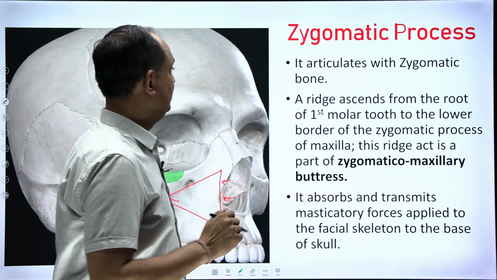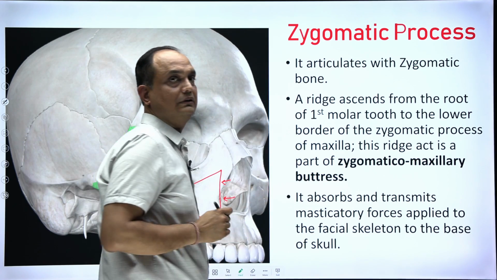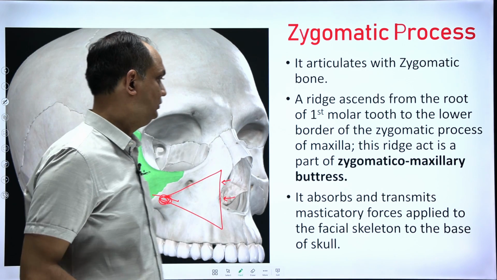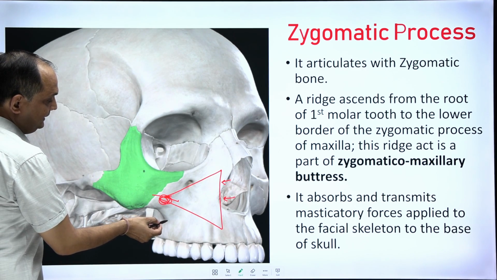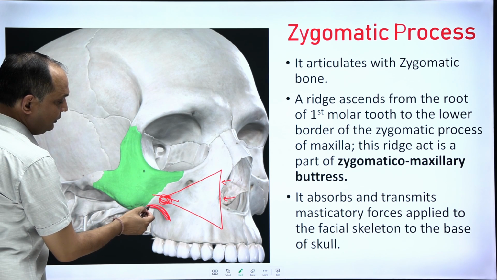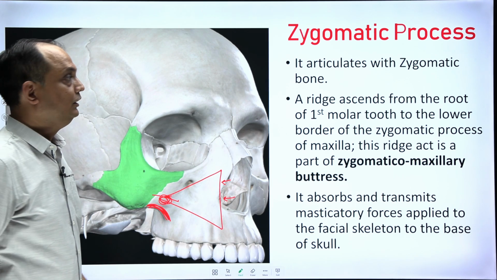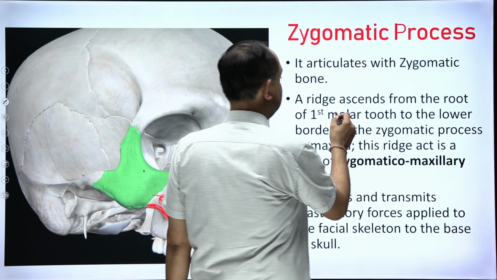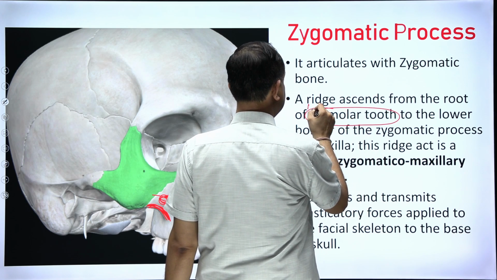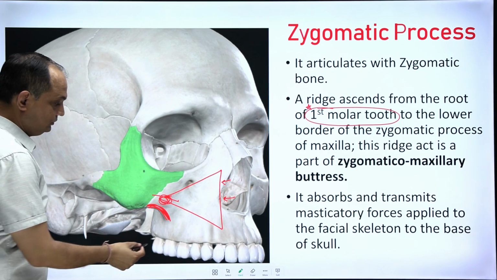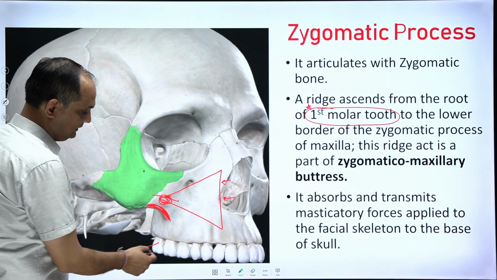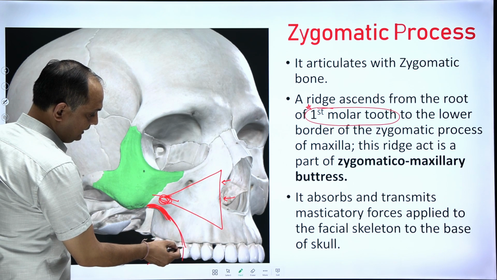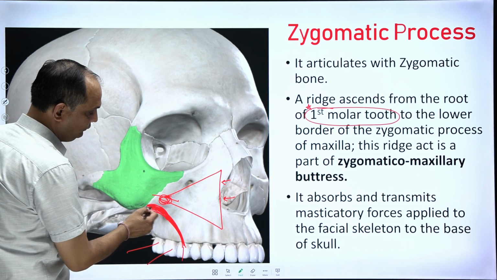So whenever we talk about the zygomatic process, it is a lateral projection which occupies the apex of your maxillary sinus. Now the important thing about the zygomatic process is the presence of a line of buttress. This line of buttress is present along the inferior border of the zygomatic process. Now a ridge ascends from the root of the first molar tooth. This is an important terminology which you have to understand. Now you know there are 3 molars, this is the third molar, this is the second molar and this is the first molar.